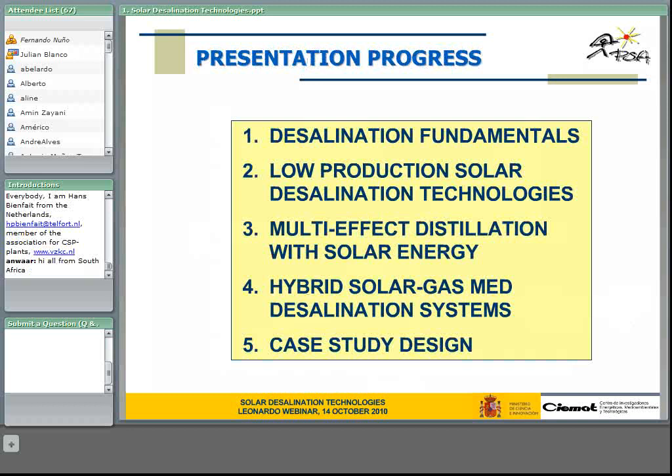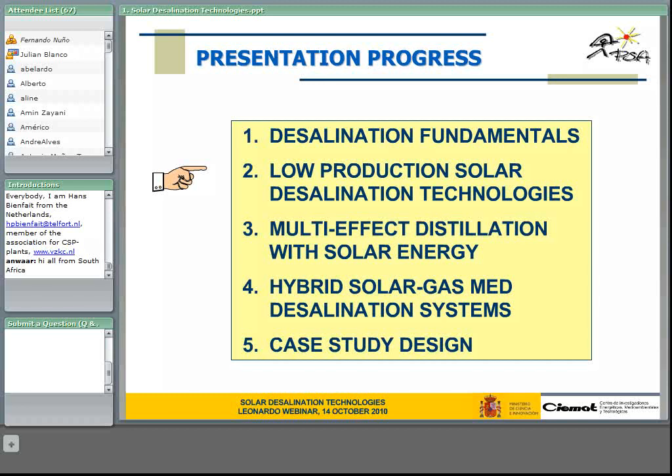Okay, what are these technologies? What are the technologies that we consider more relevant? First, we are going to address what we call the low production solar desalination technologies, technologies that today are thought of just for isolated or small applications, and then we will move to large production technologies.